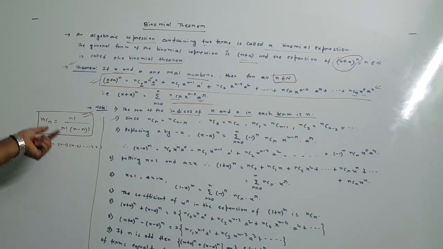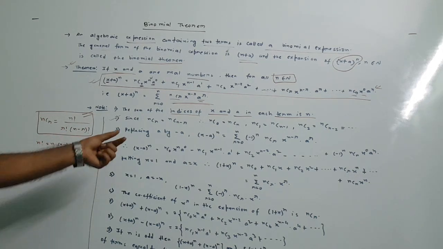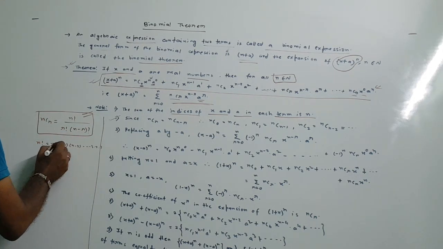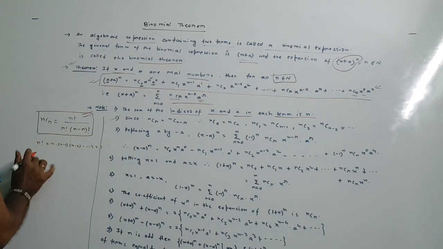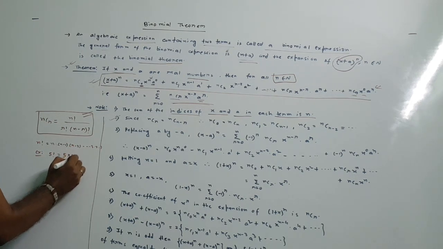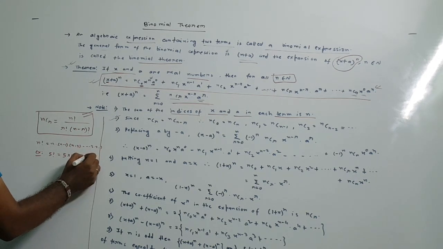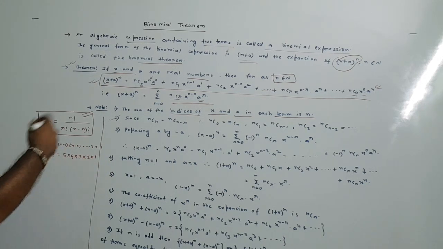In the previous line I wrote it from the right hand side, but you have to write it from the left hand side. So n into n minus 1, n minus 2, decreasing by 1. Let us take one example. If we have 5 factorial, then we will have n, that is 5, into n minus 1, that is 4, into n minus 2, that is 3, then 2, then 1. So 5, 4, 3, 2, 1. Multiply, and you will get 5 factorial.